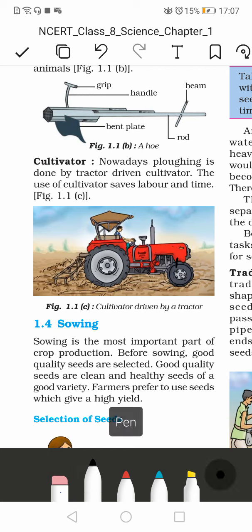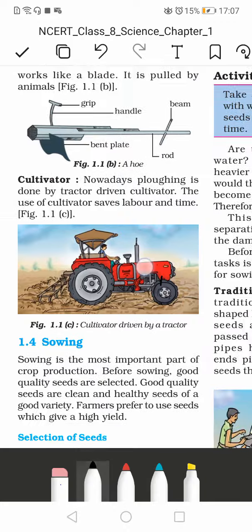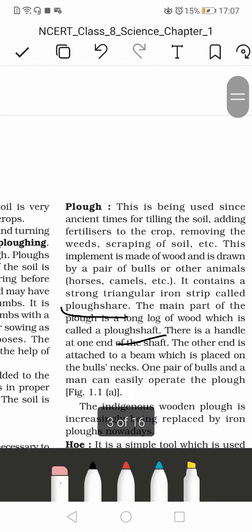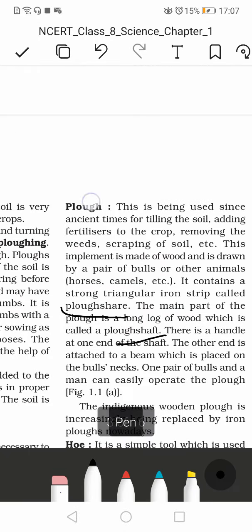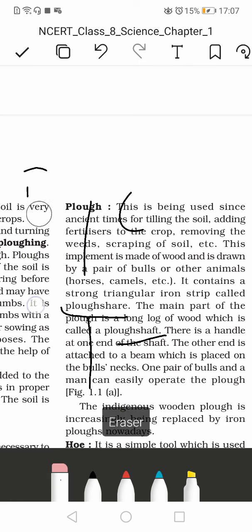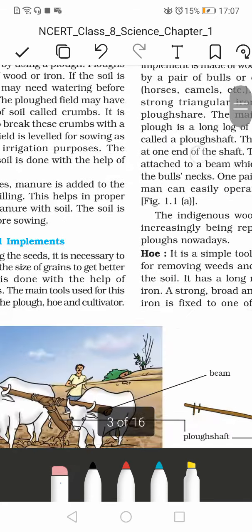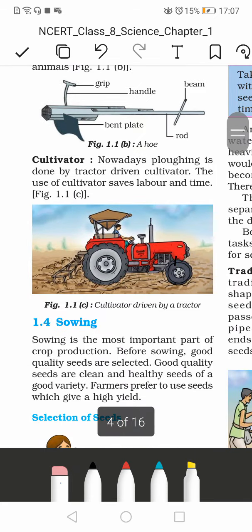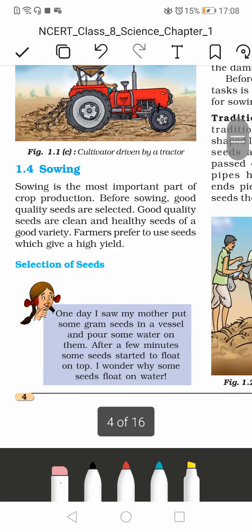You can write this as one of the reasons as to how the cultivator is better than the normal plow, the one that's here. So it can come as a difference question: plow or cultivator, or how is cultivator better than plow? Show reasons why, tell reasons why. So you can say that it saves labor and time. Okay, that much is clear.